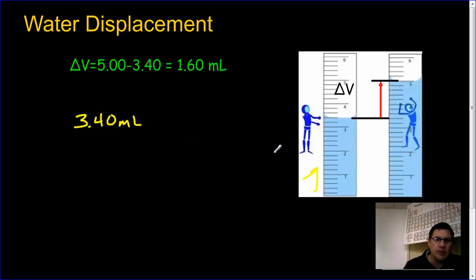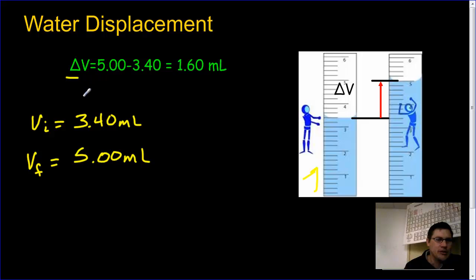Okay. Then what we do is we take our object, we got our little guy here, and we drop him into the graduated cylinder. The amount of displacement, or the change in volume here, is how much he occupies. And if you notice, it comes up to 5.0. So we know that our volume initial, VI, is equal to 3.4, and volume final, VF, is equal to 5.00 milliliters.